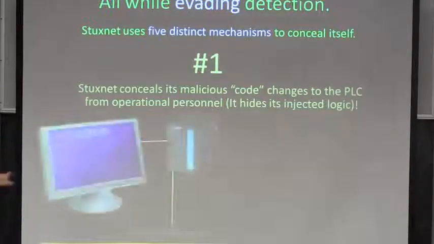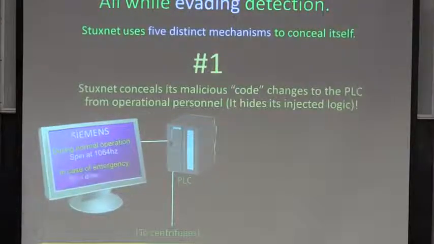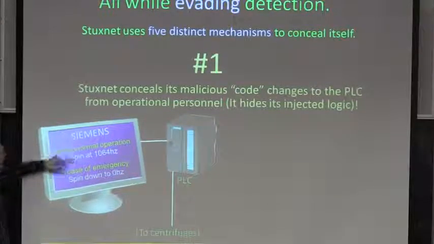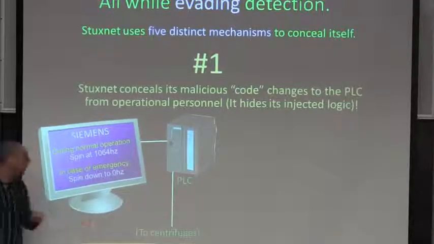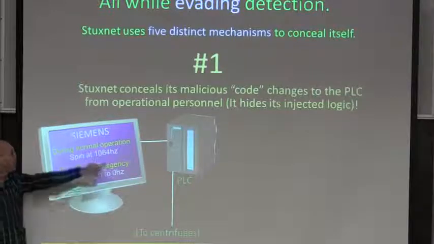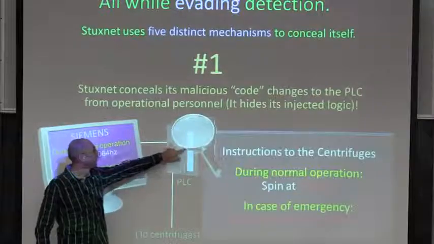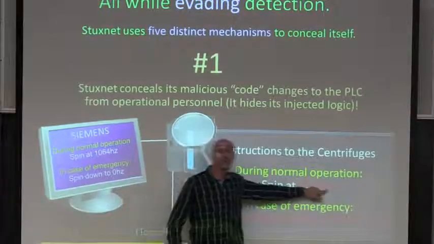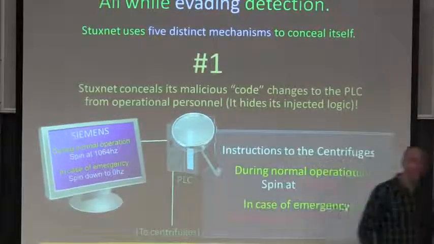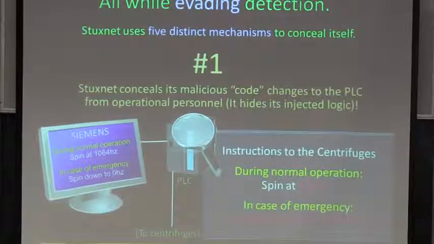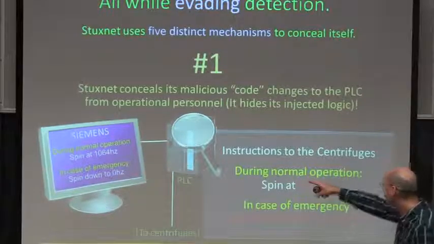So this is sort of what it looks like. On the console where the Iranian managers would look, it would say, during normal operation, spin at 1064 hertz. And it would say, in case of emergency, spin down to 0 hertz, for example. Okay? But if you were to actually look at the logic on this device here, what you would see would be, during normal operation, spin at 1400 hertz, and in case of emergency, ignore operator commands. Okay? So Stuxnet actively concealed its changes from the operator, even if they looked at the logic.